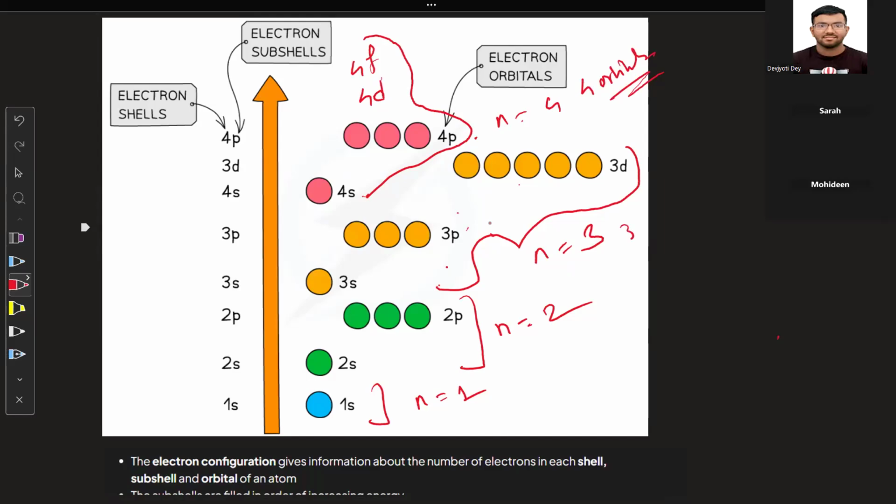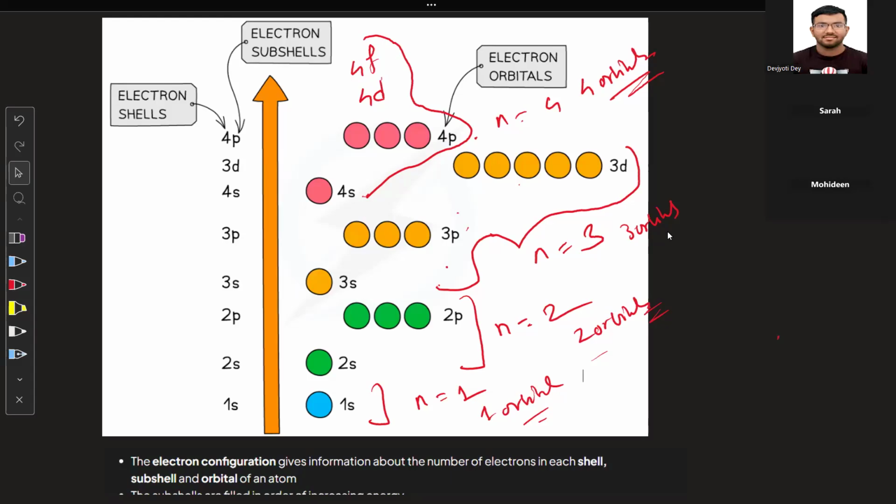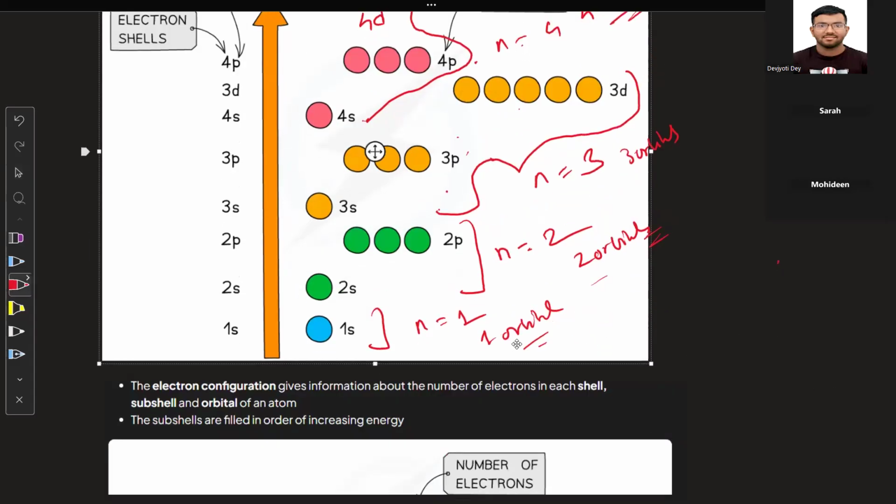N is equal to 3 has 3 orbitals, and n is equal to 2 means the second quantum shell has 2 orbitals. This is important to remember, because if you can remember this, then you can basically develop the electronic configuration format. Did you understand what I'm trying to say? You have to remember this. Hello? No, I did not understand that. What part did you not understand? Please tell me. The diagram is very confusing for me.